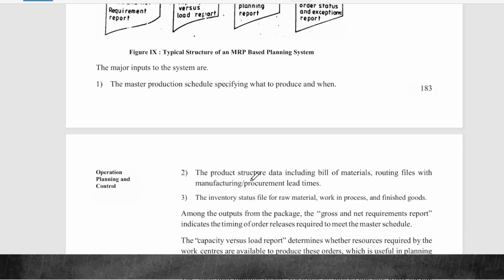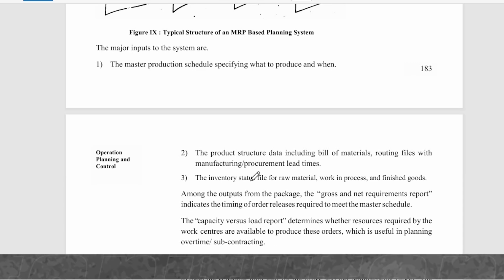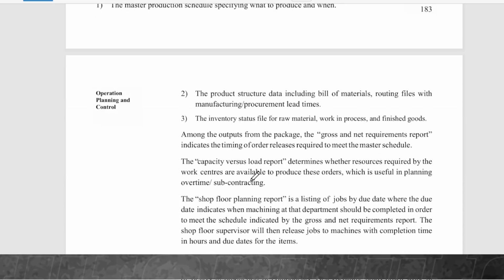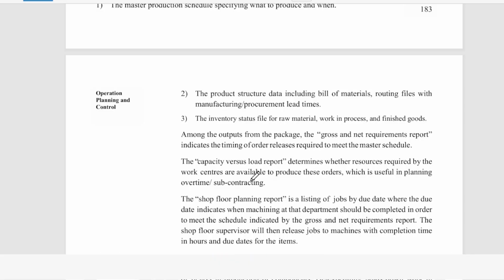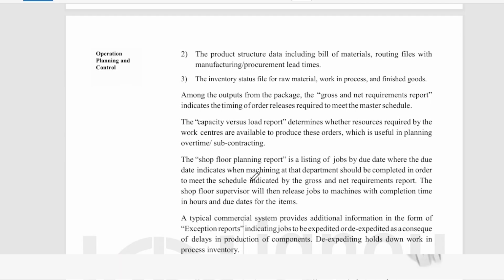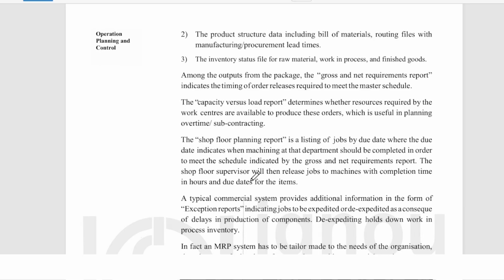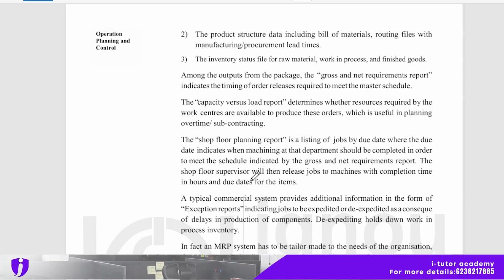The major inputs to the system are the master production schedule specifying what to produce and when, the product structure data including bill of material and routing files with the manufacturing or procurement lead time, and the inventory status file for raw material, work in process, and finished goods. Among the outputs from the package, the gross and net requirement report indicates the timing of order releases required to meet the master schedule. The capacity versus load report determines whether resources required by the work centers are available to produce these orders, which is useful in planning overtime or subcontracting.